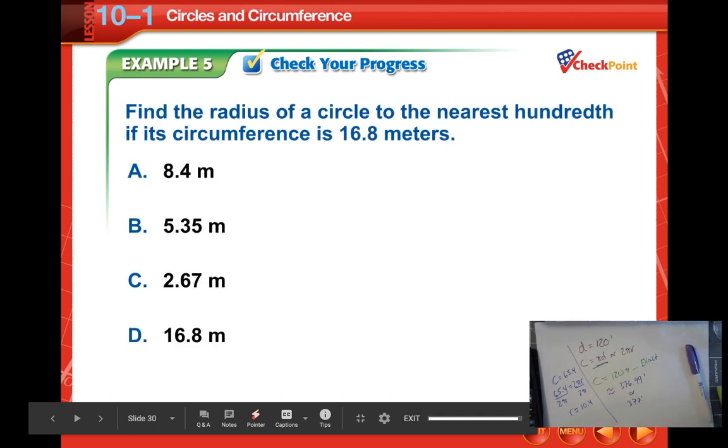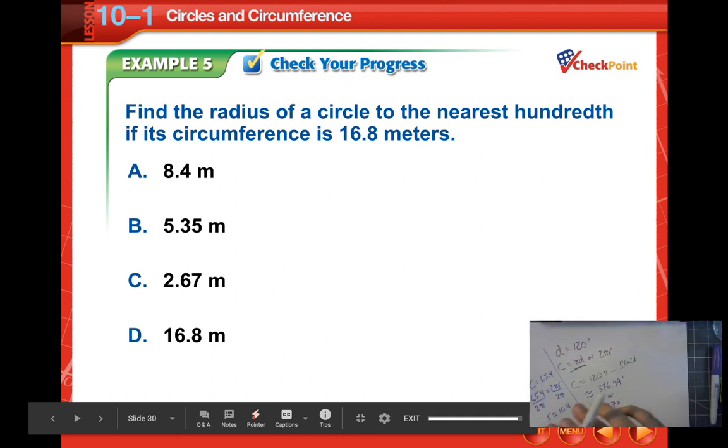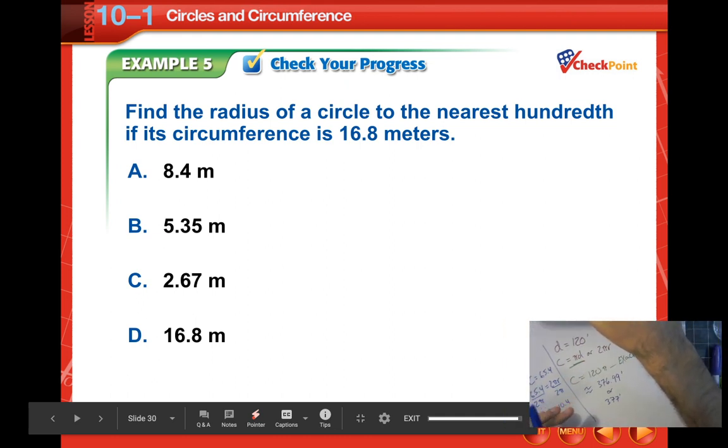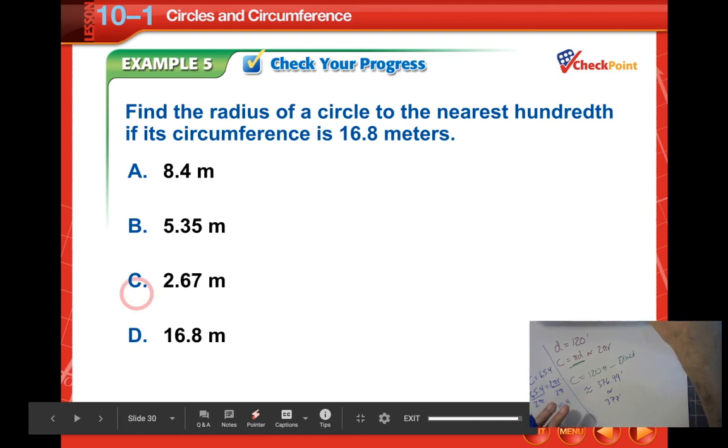Find the radius of a circle to the nearest 100th if its circumference is 16.8. This would be a good time to pause the video and give it a shot, especially if you are not remembering this exactly, but you want to see how much you remember. The answer is 2.67.